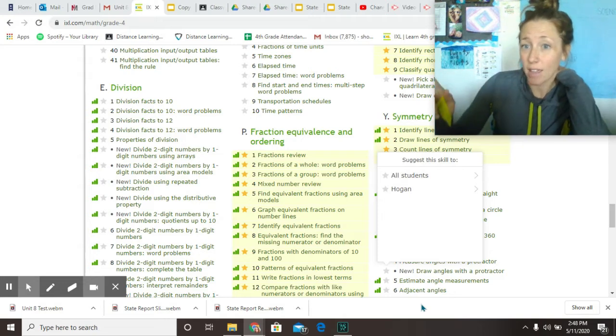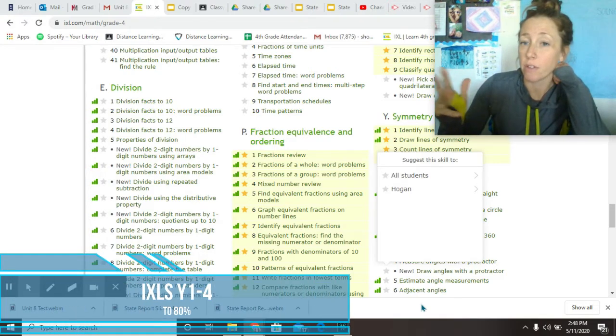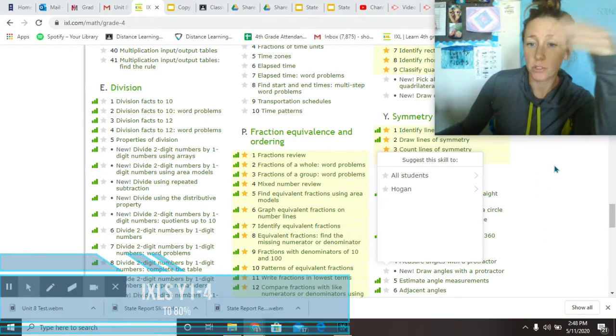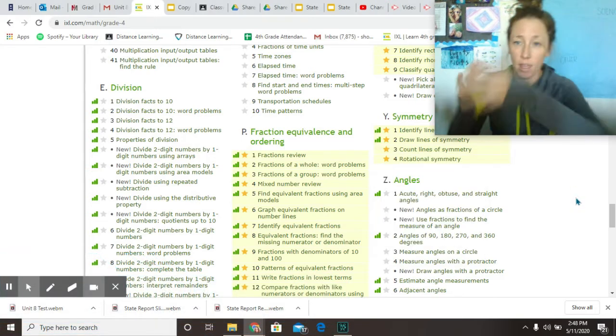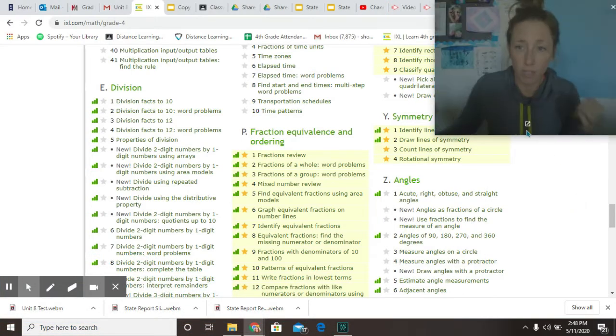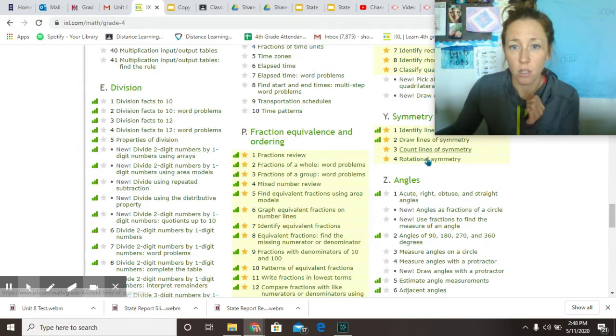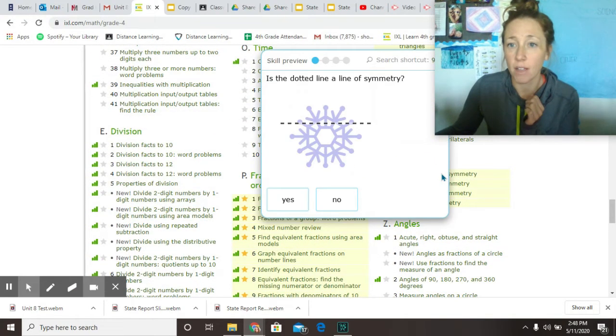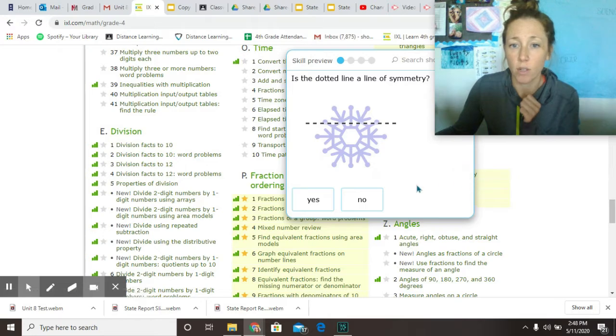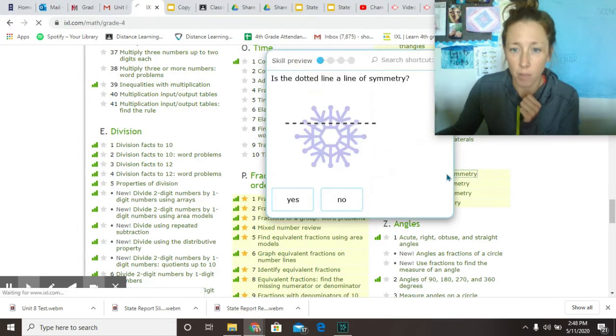Okay, today we are going to work on Y1, 2, 3, 4. That's all about symmetry. So when something's symmetrical, it's the same on both sides. Fold it in half. It's symmetrical. It's symmetry. So the first thing we're going to do is identify lines of symmetry. That's Y1.